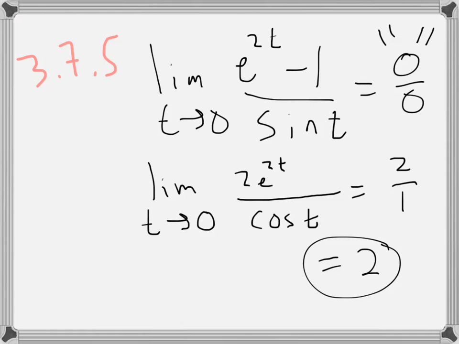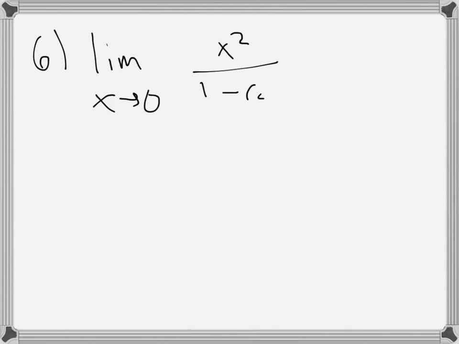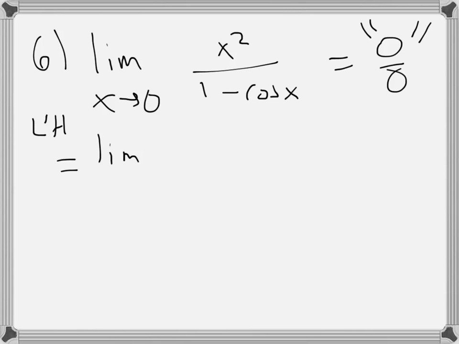Okay, so now let's do a problem that requires repeated L'Hopital rule. So this is number 6, and this is the limit as x goes to 0 of x squared over 1 minus cosine x. So again, immediately I plug in 0, and the bottom is 1 minus 1, which is 0, and the top is 0. So that's one of our indeterminate forms, so I can use L'Hopital's rule. So let me put L apostrophe H to indicate that I'm using L'Hopital's rule for this step.